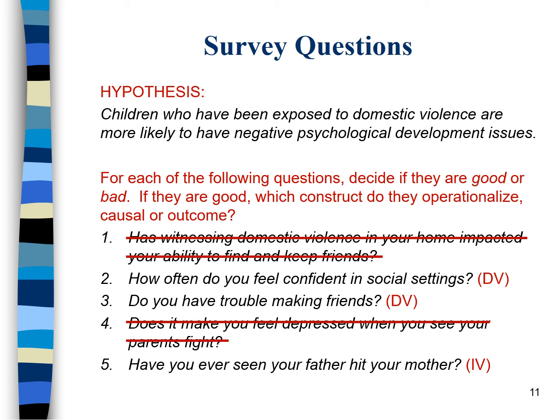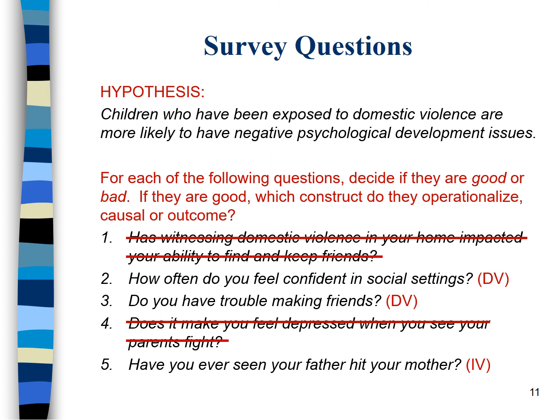So number 2, how often do you feel confident in social settings? That is sort of getting at somebody's level of psychological development, right? If they say they feel confident, that's a good thing. That's good psychological development. But it also allows for a range of responses that I can measure negative and positive psychological development. You'll also notice in number 2, I never mention anything about domestic violence, and that is the most important part. If I'm measuring my dependent variable, which is psychological development, then I only want to target that, and I want to have the question be able to have a range of responses.